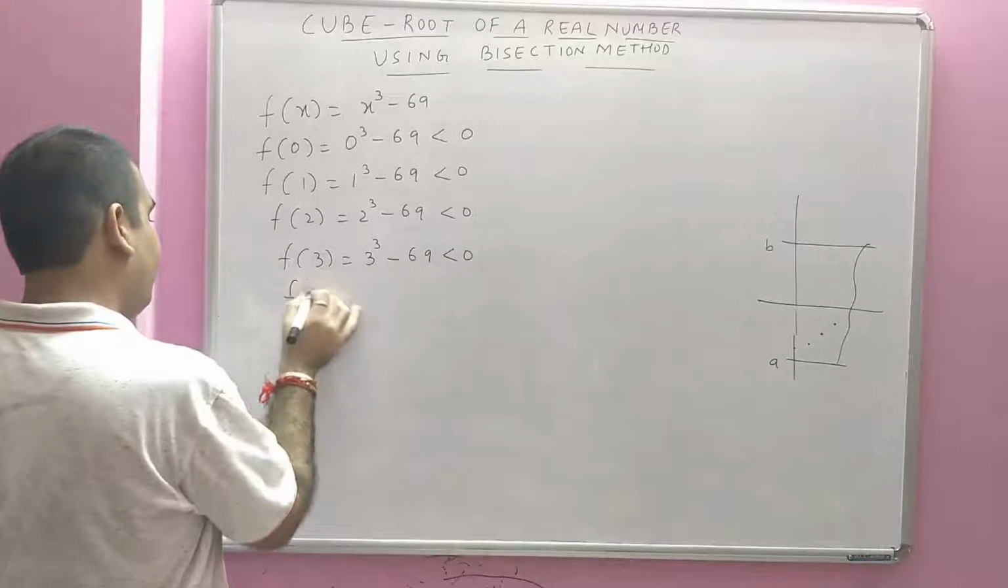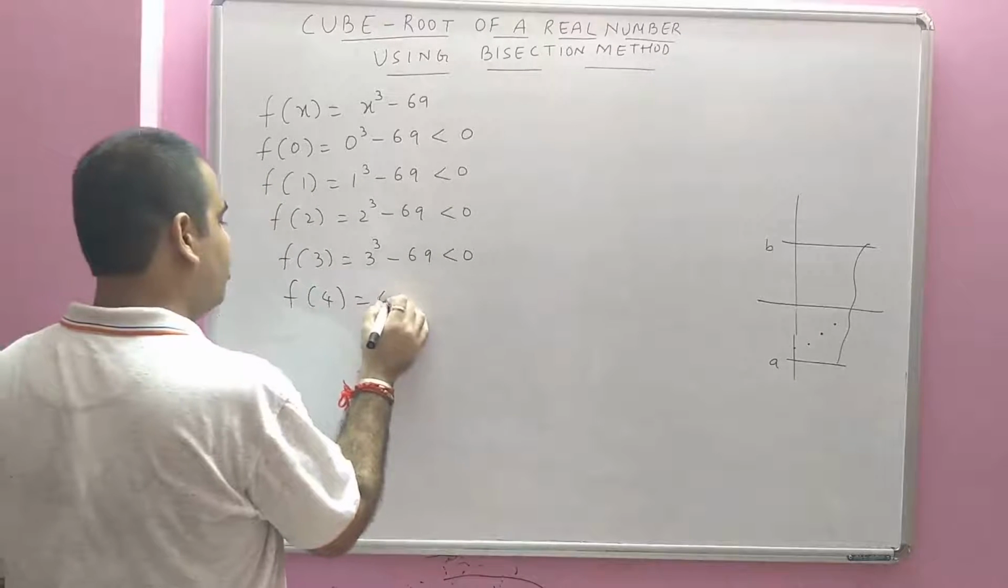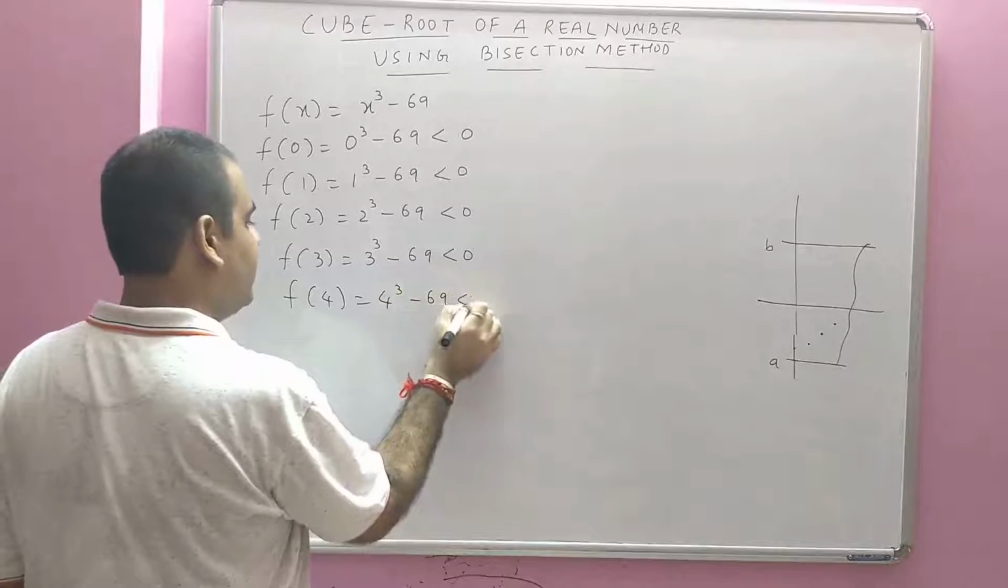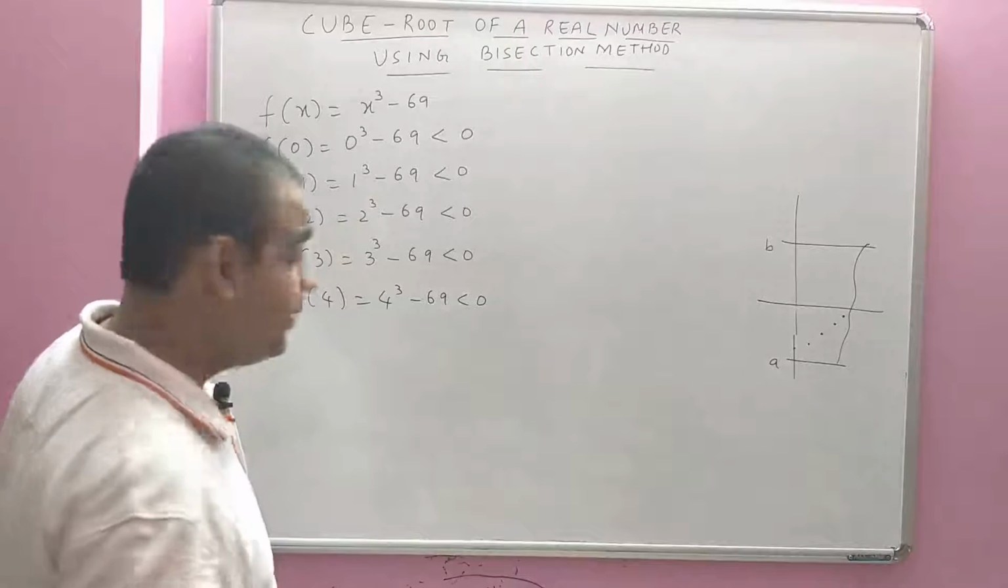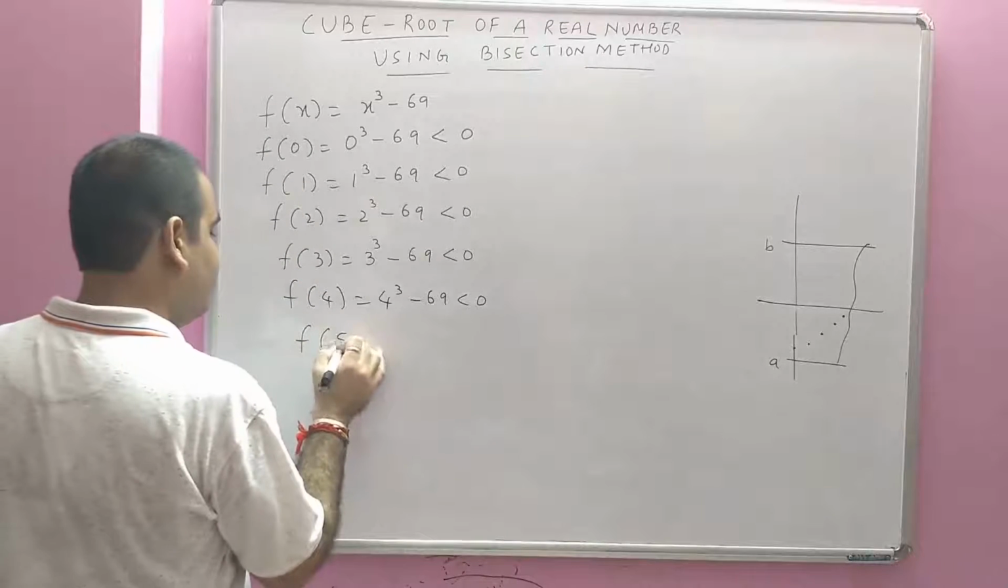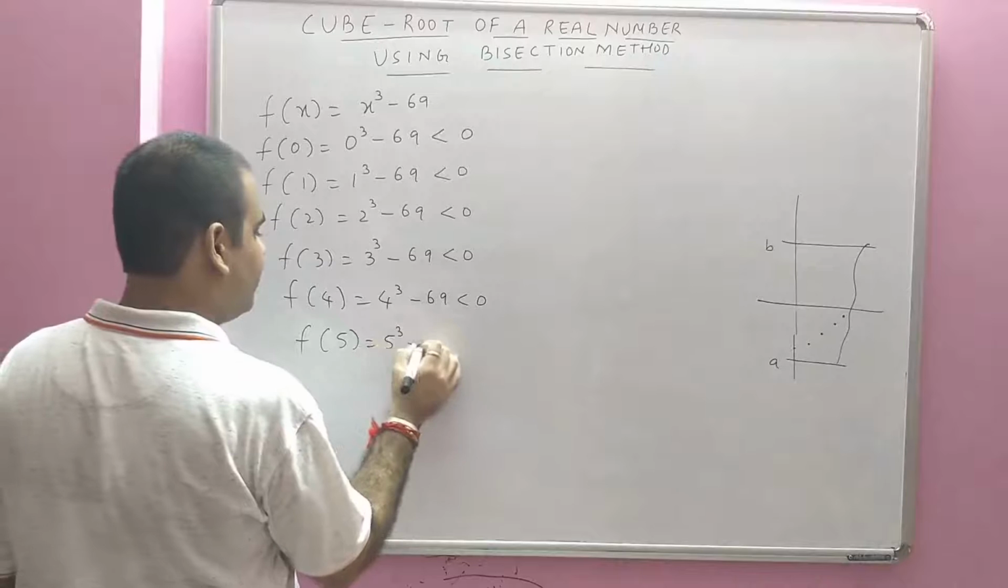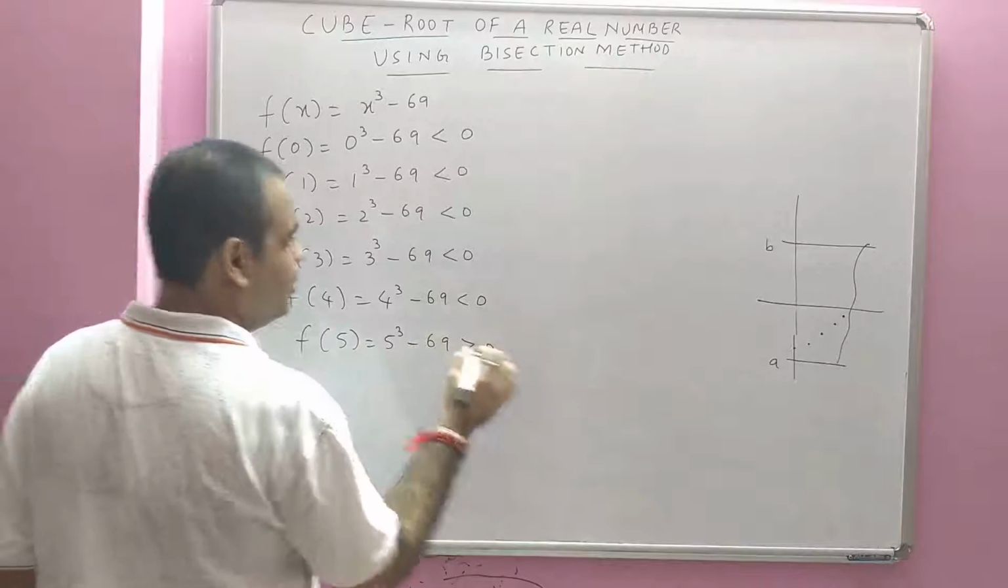Then we say f of 4 is equal to 4 cube minus 69. It is again less than 0. The answer might be somewhere over here. We don't know, I am just drawing it. And f of 5 is equal to 5 cube minus 69, and this value is greater than 0.